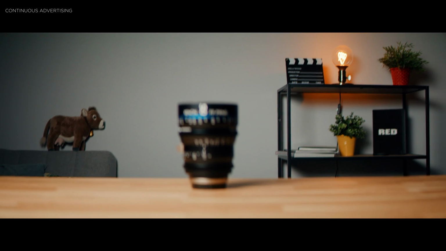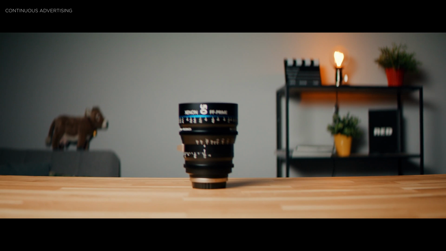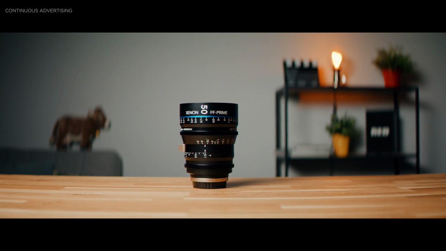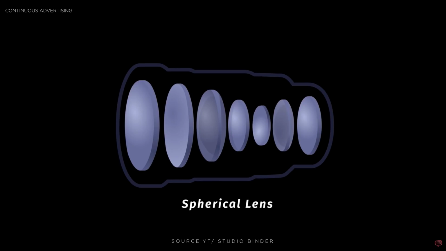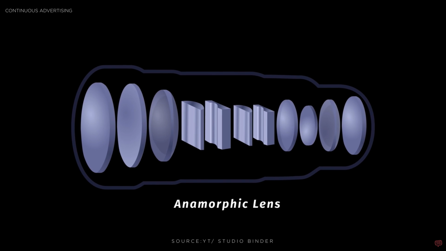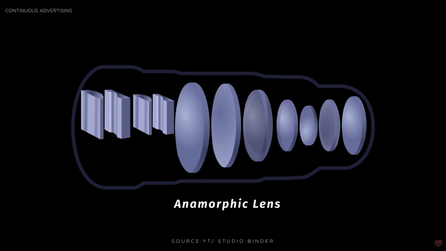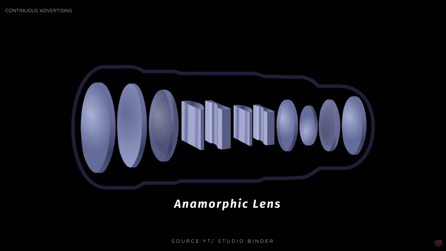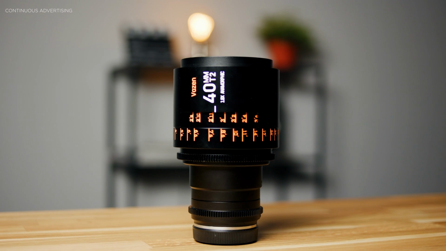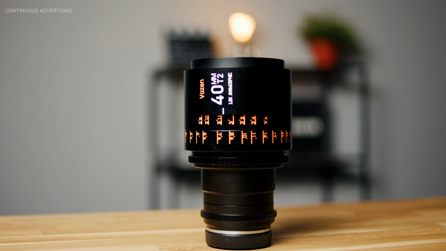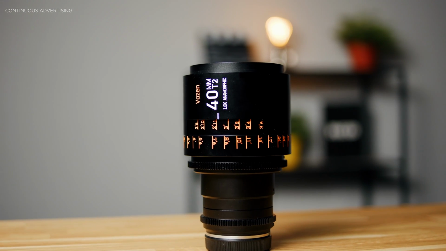Okay, so anamorphic looks cool, but how do these lenses differ from normal spherical lenses? Actually, anamorphic lenses are made out of spherical lens elements, just like spherical lenses, but they feature a so-called anamorphic block of cylindrical glass elements. This block can be either in the front, the middle or at the rear of the lens, and on the VAZEN you can clearly see that it is at the front of the lens because it's much bigger there.